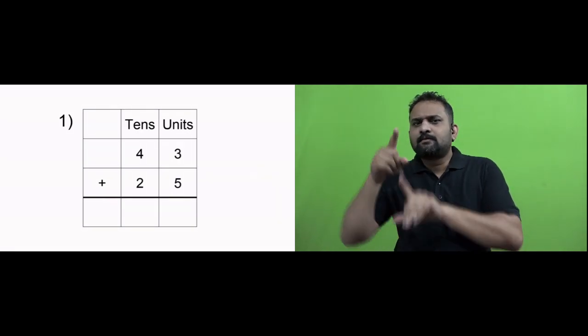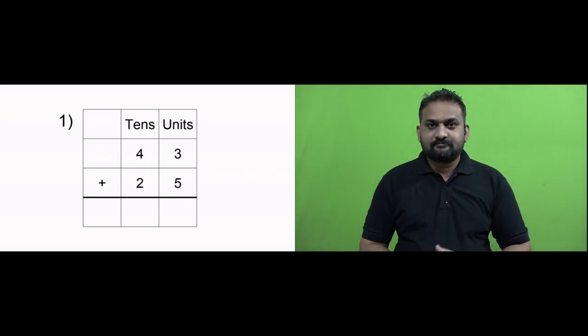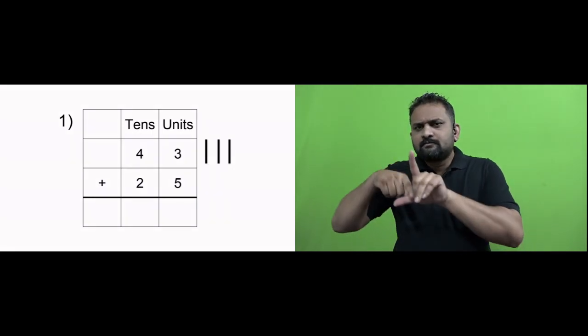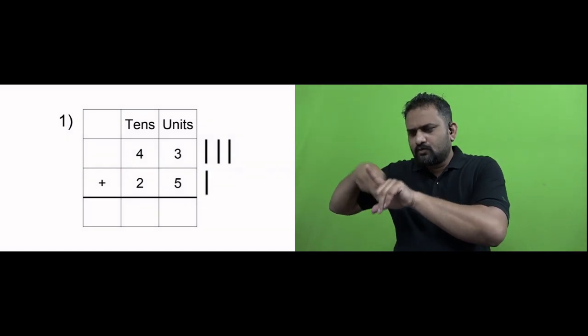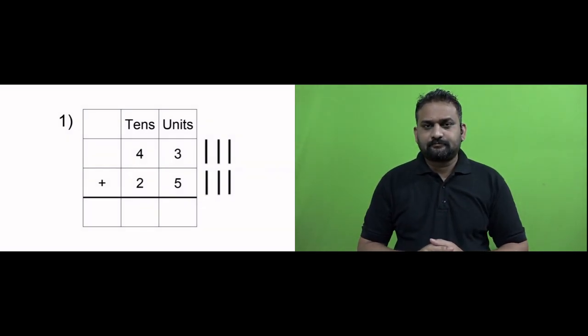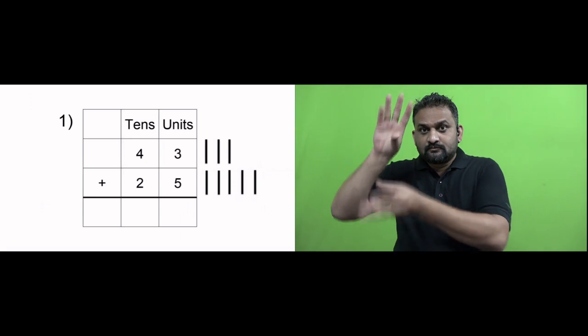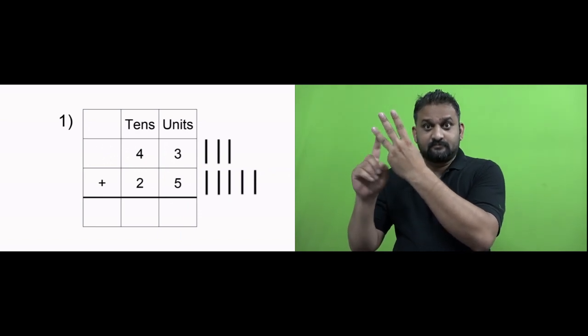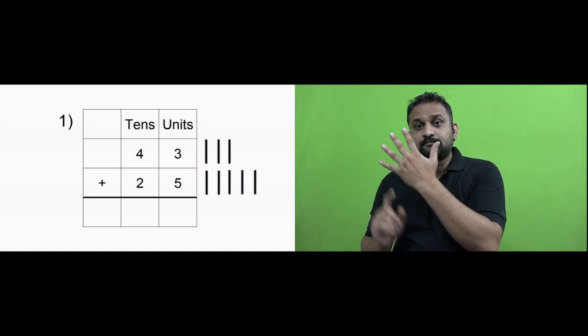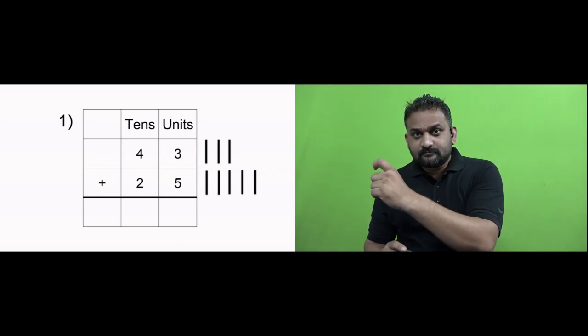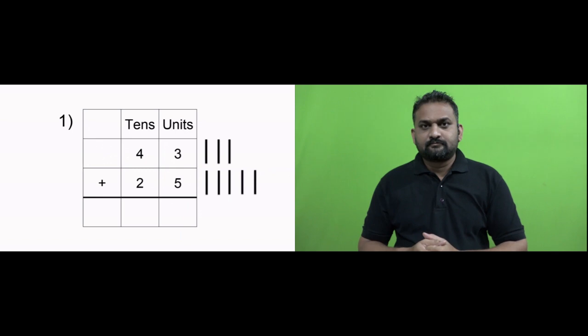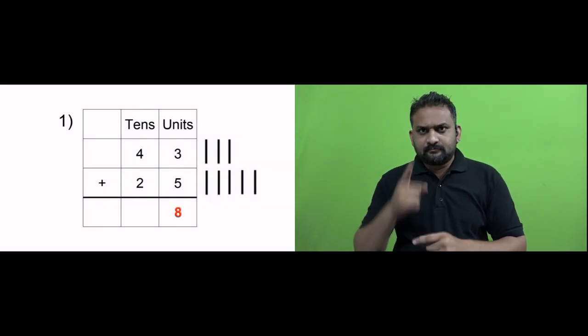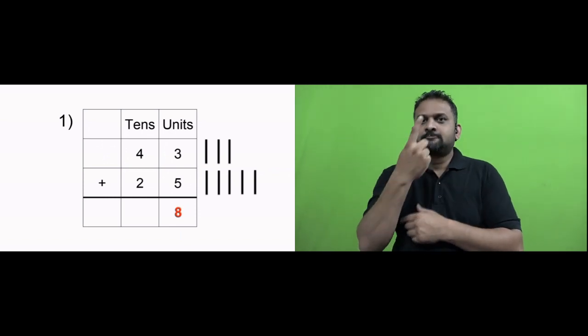Let's draw 3 lines for the number 3. 1, 2, 3. And 5 lines for the number 5. 1, 2, 3, 4, 5. Now to add the numbers, we will count the lines all together. 1, 2, 3, 4, 5, 6, 7, 8. If you've got the answer as 8, well done.